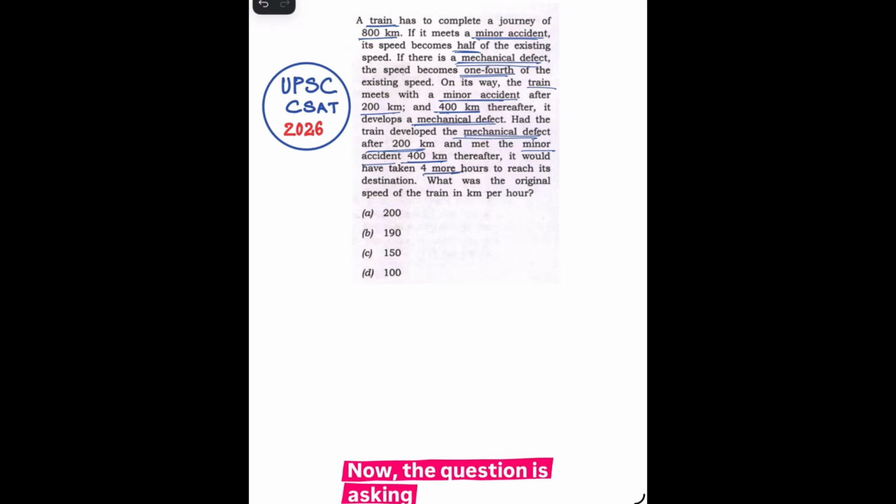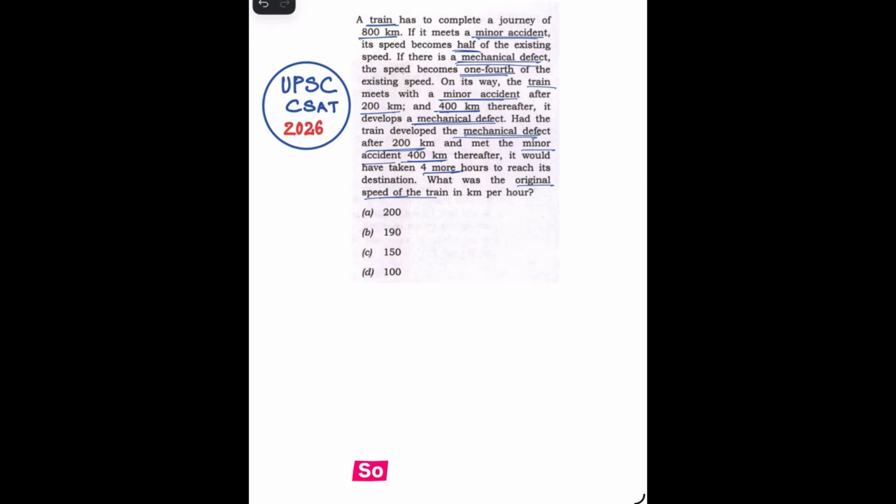Now the question is asking us the original speed of the train. So let us solve the question. Let the initial speed of the train be x.